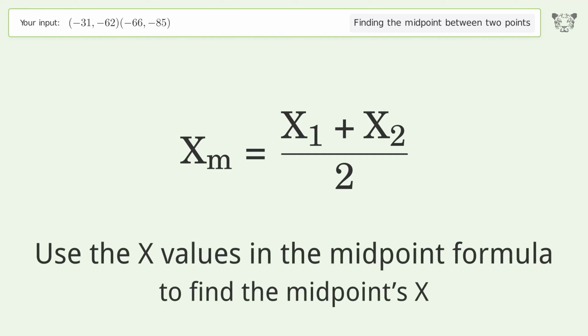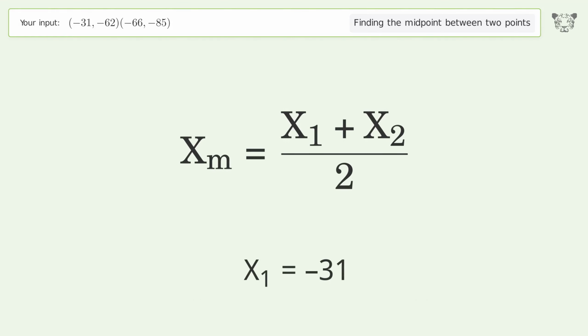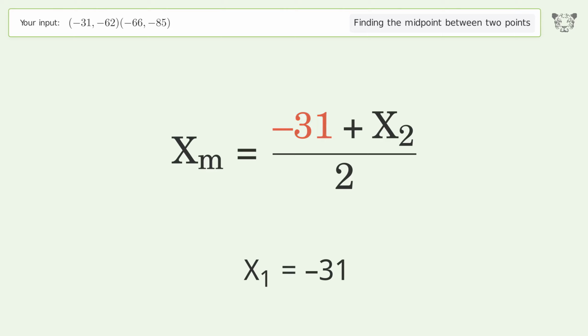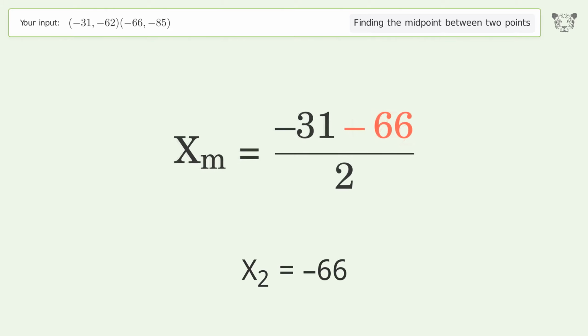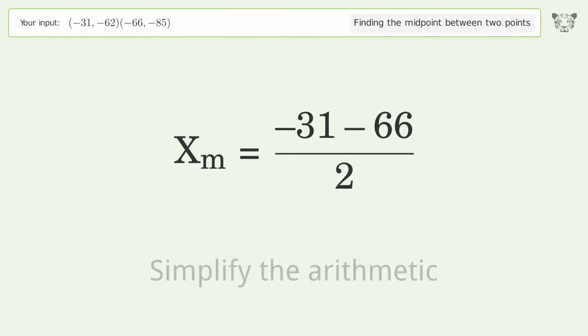Use the x values in the midpoint formula to find the midpoint's x. x1 equals -31. x2 equals -66. Simplify the arithmetic.